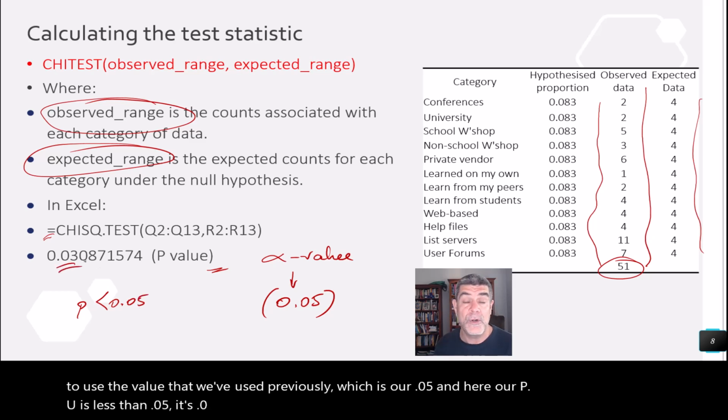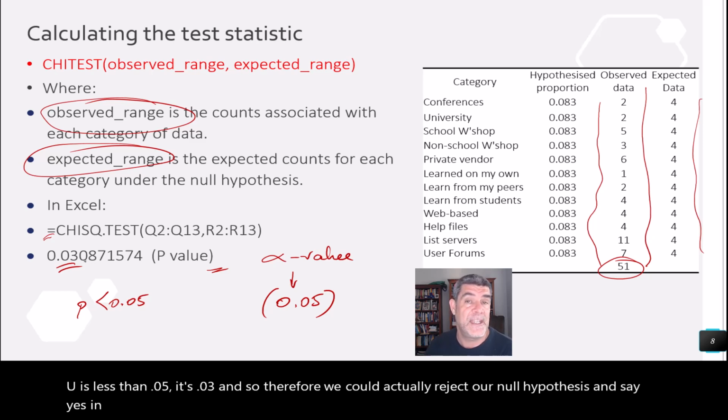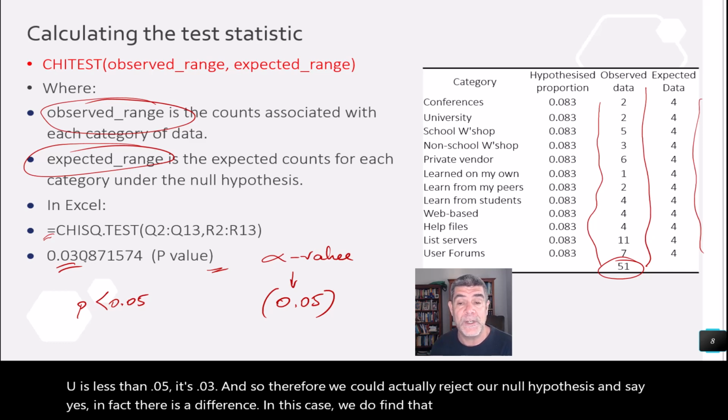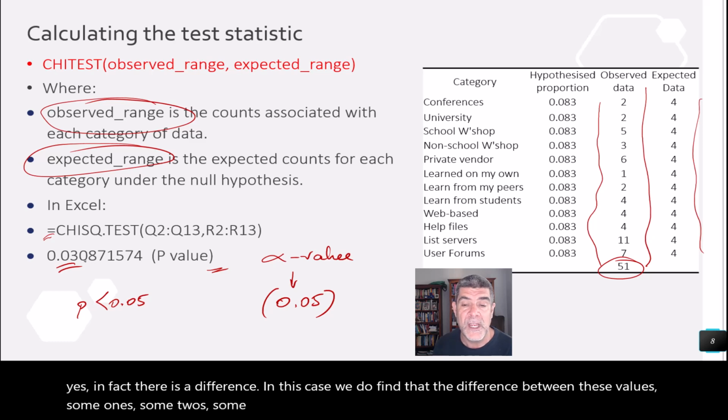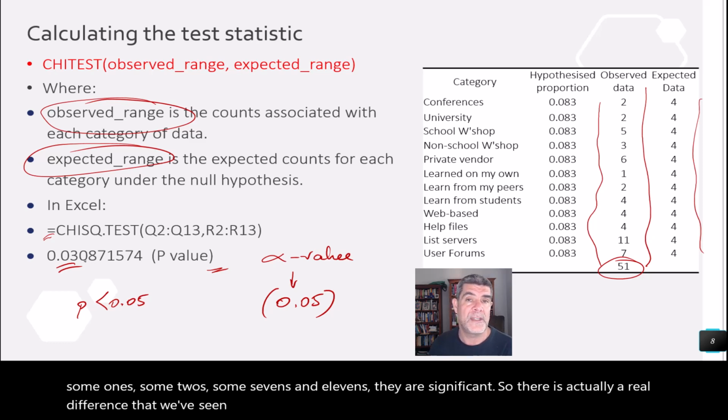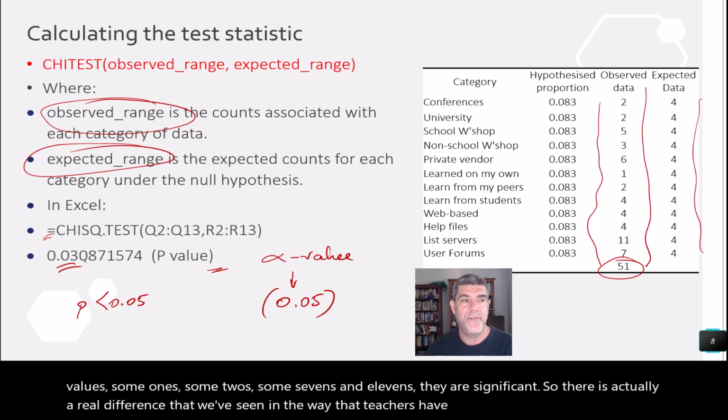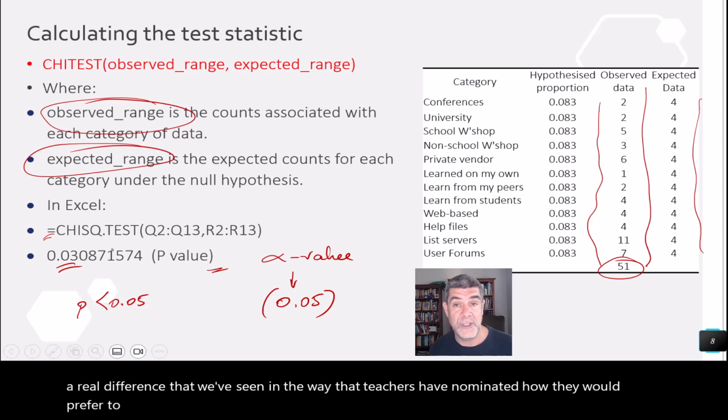And so therefore we could actually reject our null hypothesis and say, yes, in fact, there is a difference in this case. We do find that the difference between these values, some 1s, some 2s, some 7s and 11s, are significant. So there is actually a real difference that we've seen in the way that teachers have nominated how they would prefer to learn new technology.